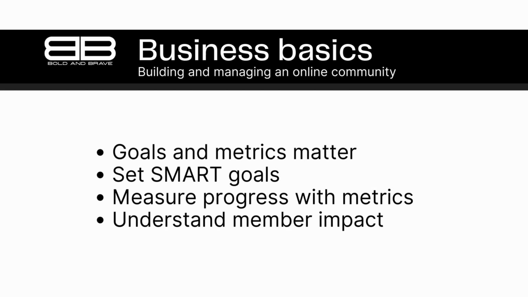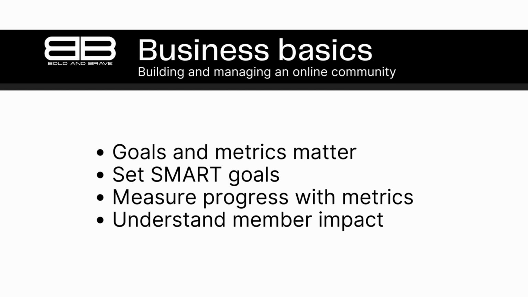When setting goals for your community, make sure they align with its purpose and are specific, measurable, achievable, relevant, and time-bound. SMART. Examples of goals might include increasing engagement, growing your membership, or improving member satisfaction. Metrics are the data points that you use to measure progress towards your goals. These might include the number of new members, the amount of content being shared, or the level of engagement in discussions. By regularly tracking these metrics, you can identify trends and make data-driven decisions.